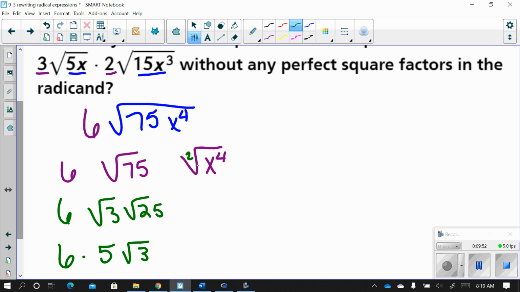Okay, x to the 4th. Again, we think of this as a little 2. How many times does 2 go into 4? Well, it goes in twice. Are there any leftovers? Nope. So we are done there. So now I'm just going to put it all together. Multiply your coefficients. So 6 times 5 is 30, x squared, and anything left underneath the radical, square root of 3.